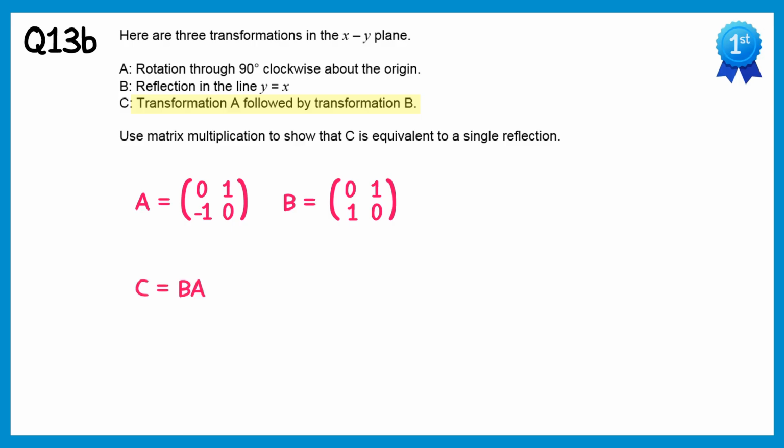It's important that you multiply them in this order because transformation A is done first and transformation B is done second. You cannot do AB. So we need to multiply matrix B by matrix A.